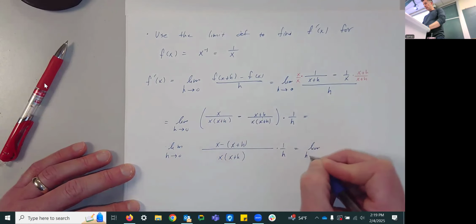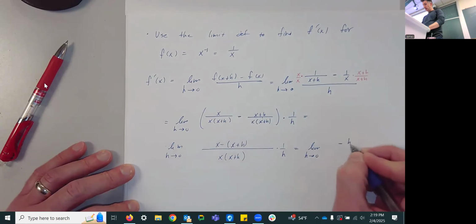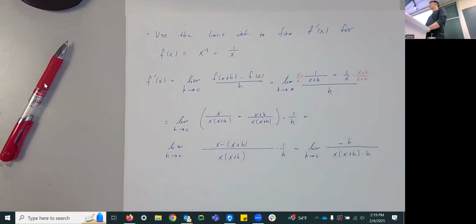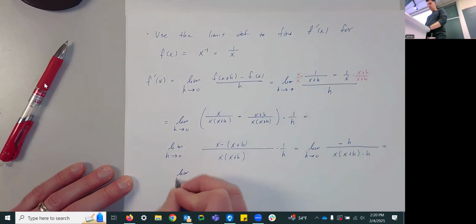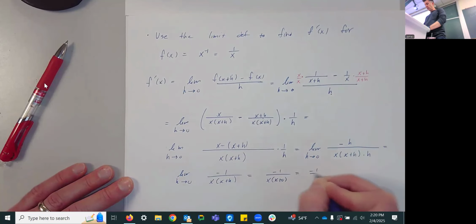Simplifying, the x minus x is going to be 0, and the minus h will give me a minus h on top. And the denominator, I have x times x plus h times h. Multiply by 1 over h, I can just put that h in the same denominator if I want to. It's the same thing. Those h's cancel. So I have the limit as h approaches 0 of negative 1 over x times x plus h. Now I plug in 0, I get negative 1 over x times x plus 0, which is just negative 1 over x squared, or if you prefer, negative 1 times x to the negative second.